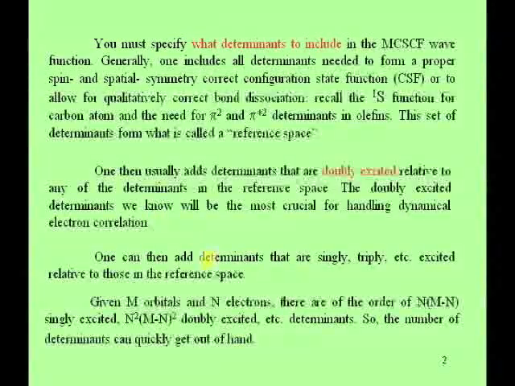Now, you could be stubborn and say, okay, I want to go beyond that. I want to take my reference space of determinants, double excitations. I want to include some single, some triple, some quadruple. Go ahead. Put more and more and more in to get a bigger and bigger description of your wave function.